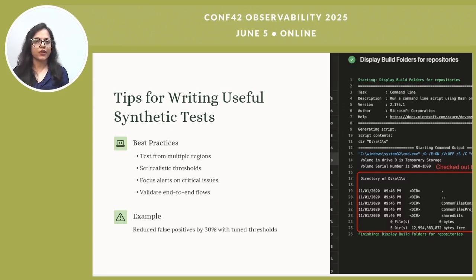Now focus alerts on critical issues. If you keep setting up alerts for everything, then you will be overwhelmed by the alerts and there is a chance you will miss the critical one. So always set up alerts only for critical issues. Now validate end-to-end flows. It doesn't work if only the add to cart feature is working or order placing is working. You have to make sure the user is able to log in, add to cart, place the order, and complete the payment. So always validate the end-to-end user journey.